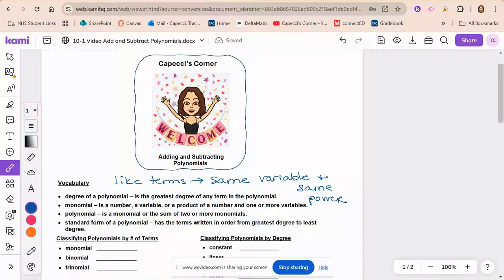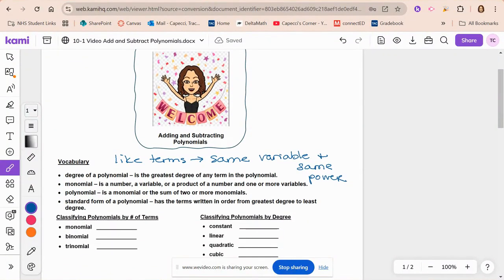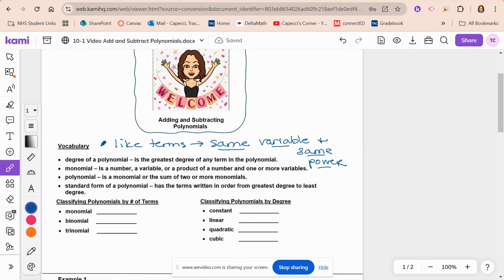Today in Gopetru's Corner, we're going to look at adding and subtracting polynomials. So let's look at a few terms. First of all, we're going to talk about combining like terms a little bit later in the lesson. And when we're talking about that, we're talking about the same variable or the same letter raised to the same power or exponent. So here's a couple things.